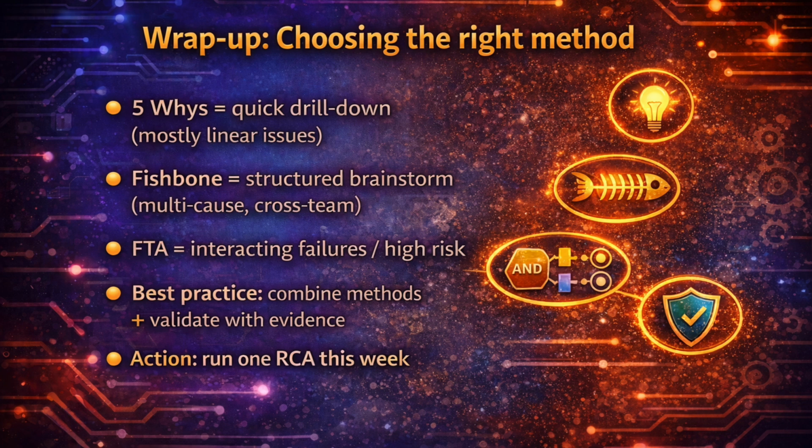If the stakes are high or failures interact, meaning you need to show exactly how combinations create the top event, fault tree analysis is the right tool. It's slower, but it's the best at revealing two-things-must-fail-together scenarios, and where controls reduce risk the most. In real life, the best RCA is often hybrid. Fishbone to brainstorm, 5 whys to drill down on the best branch, and FTA when interactions matter.